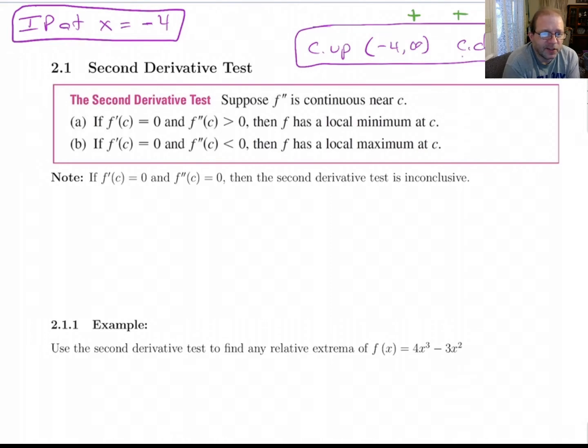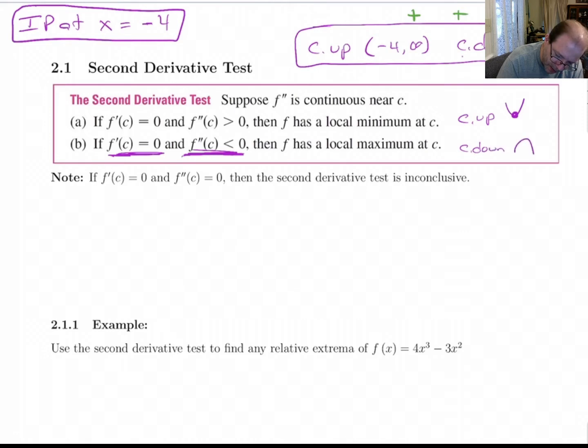The second derivative test says that if the second derivative is continuous near c, and if the first derivative is 0, let's look at what this says. If the first derivative is 0 and the second derivative is positive, so that means it's concave up, then you're going to have a minimum at that point. And if the first derivative is 0 and the second derivative is negative, so that means it's concave down, then you'll get a local maximum at that point.